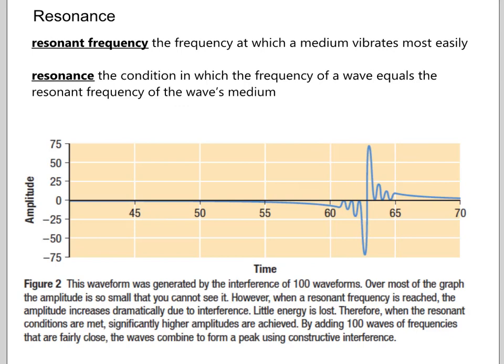Resonance is sometimes called natural frequency, or resonant frequency. It's the frequency at which a medium vibrates most easily. There are objects out there that have a frequency they just want to vibrate at. If you can stimulate them at that frequency, they'll do some crazy wild things. And I have a few videos to show you of that. Resonance is the condition in which the frequency of a wave equals the resonant frequency of the wave's medium. So there's some harmony going on here.